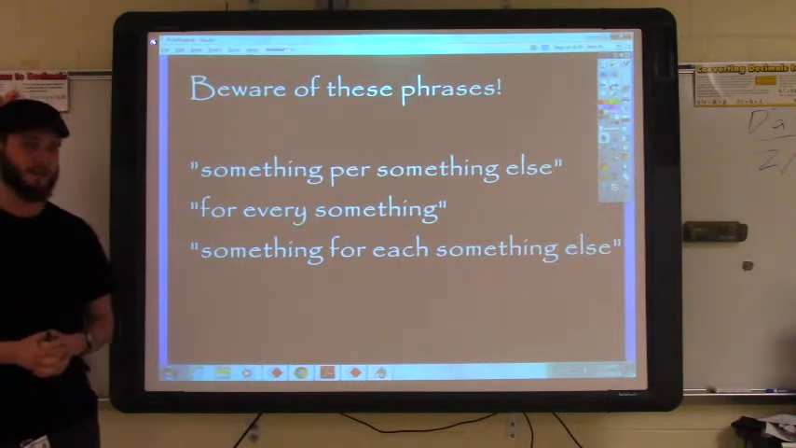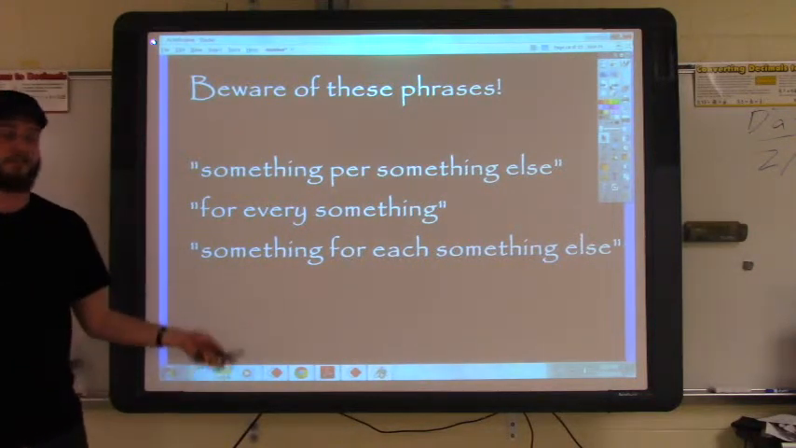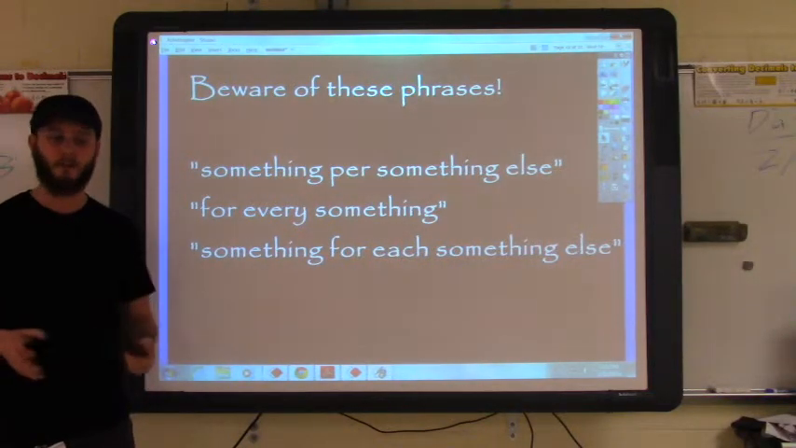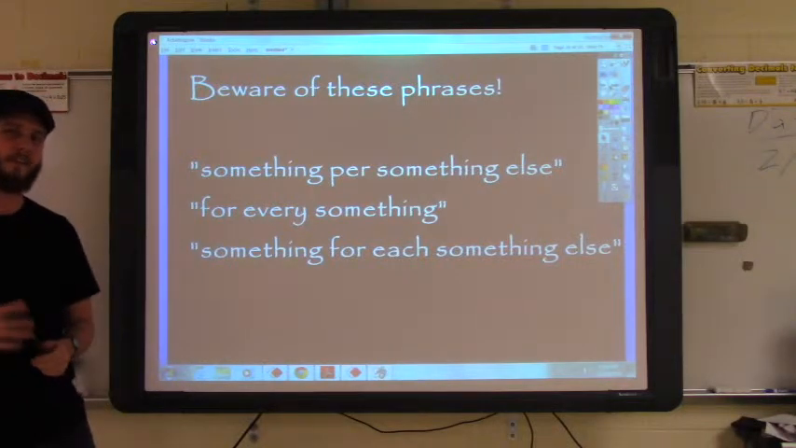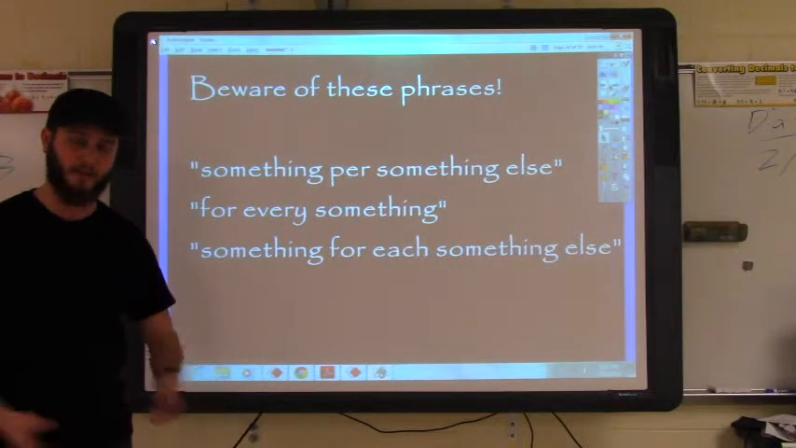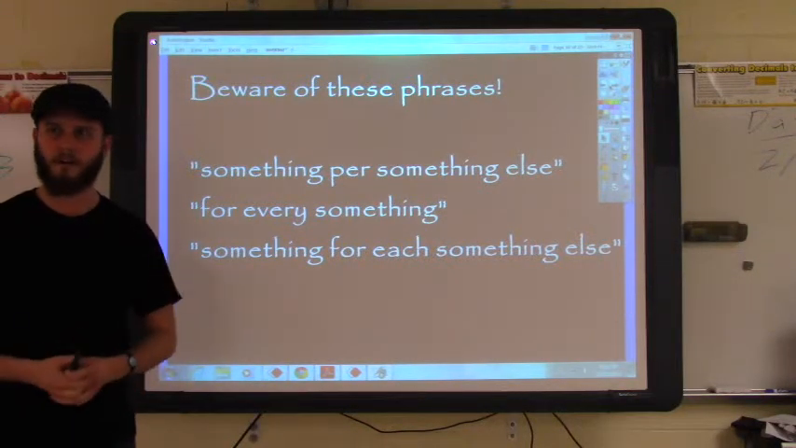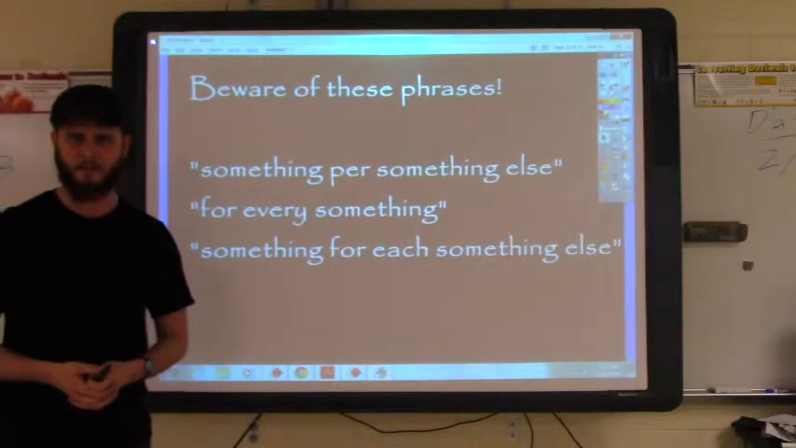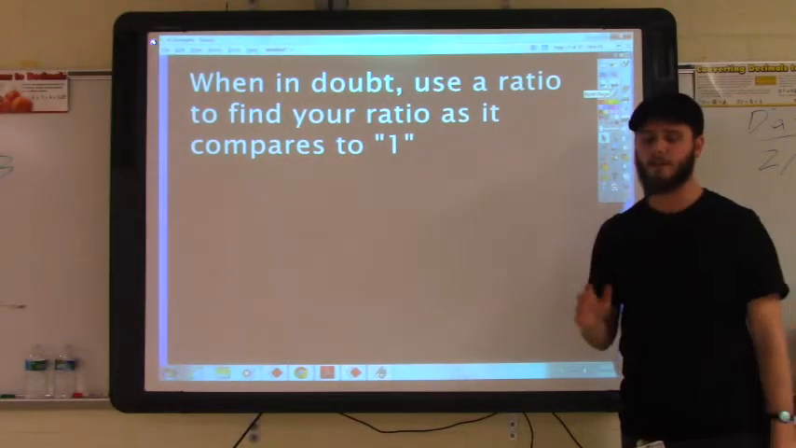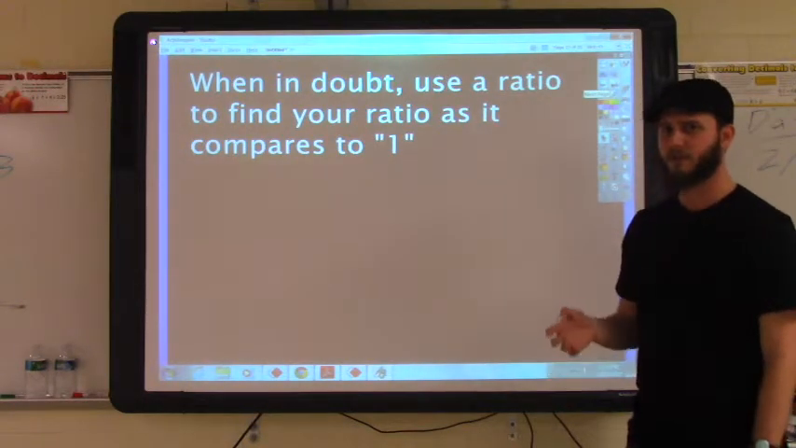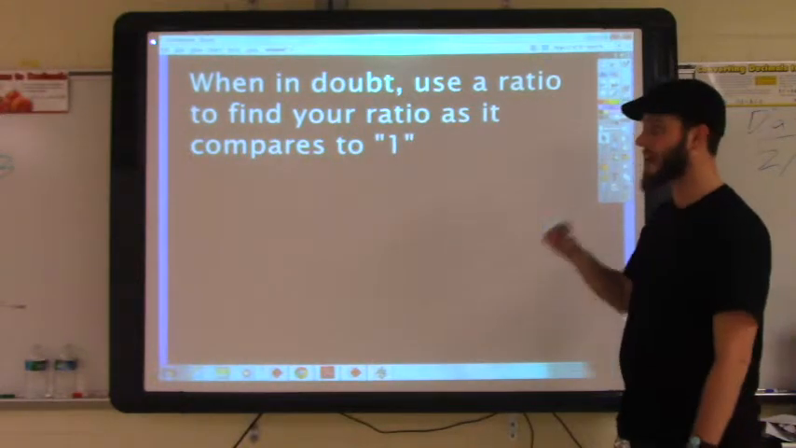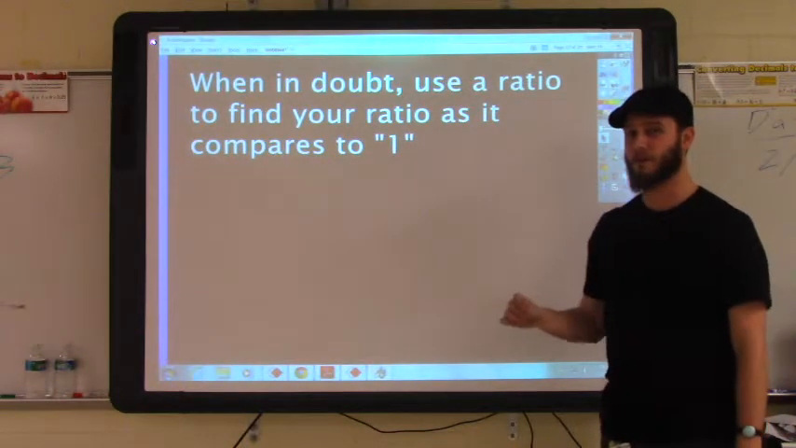And the last one you might see is something for each something else, or in some cases, something for every something else. It's not always going to be super clear, but 90% of the time you're going to be able to read a problem, much like the example we did earlier before I explained this to you, and you're generally going to understand what is being asked of you. And whenever you're in doubt of a problem, something is driving you nuts, but you know that you have to find an equivalent ratio, just think back and use a ratio table until you can get back to something that is being compared to 1.